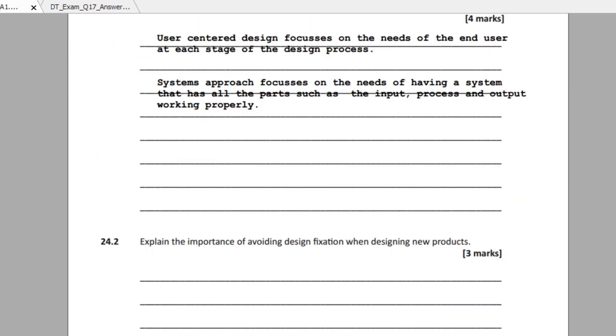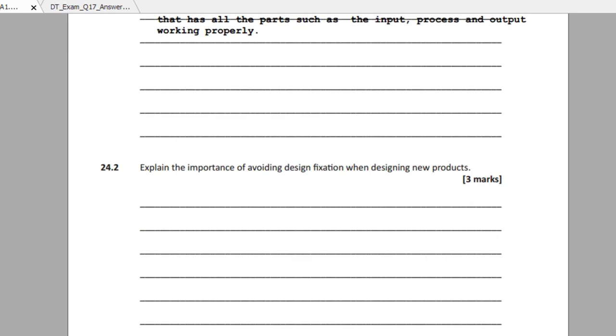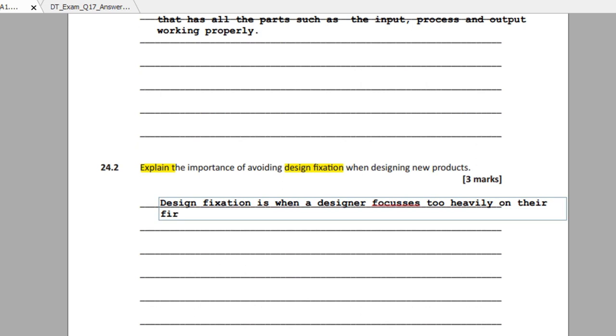So let's now do 24.2, explain the importance of avoiding design fixation. So you have to know what a design fixation is. So now let me explain to you. Design fixation, which is very common amongst you guys sometimes, is when a designer focuses too heavily on their first idea.